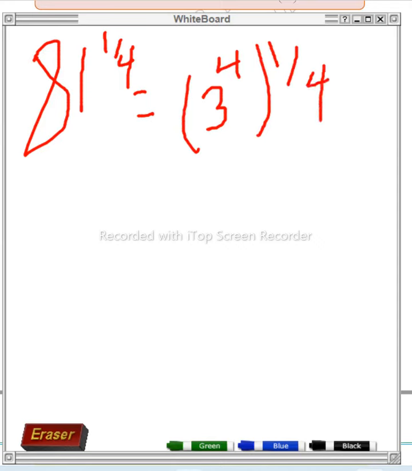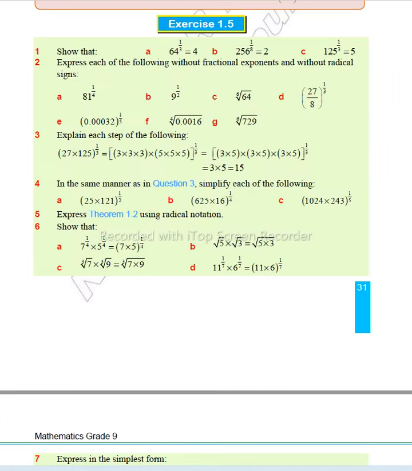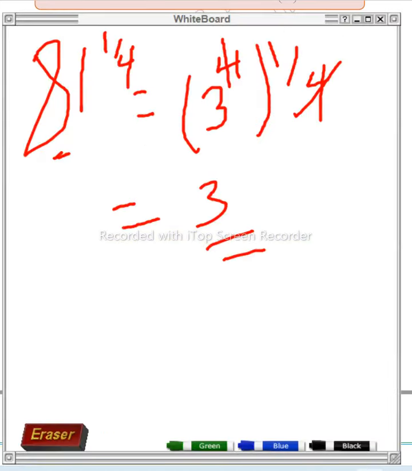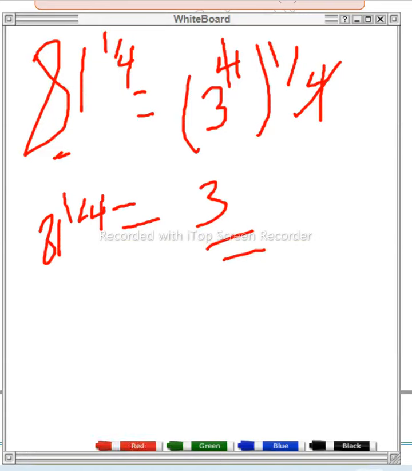3 to the power of 4 is the same as 81, so the 4 will be cancelled here. The question says to write this without fraction or exponent, without radical. So we write here 81 to the power of 1 over 4 is equal to 3.